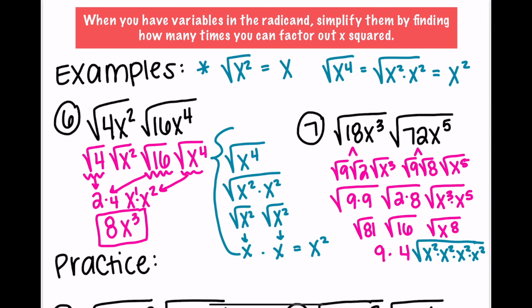All right, so I have 4 x squareds there. All right, I'm going to go ahead and multiply. 9 times 4 is 36. And I have 4 x squareds, so that's going to give me an x to the 4th power, because I pulled out an x 4 times.